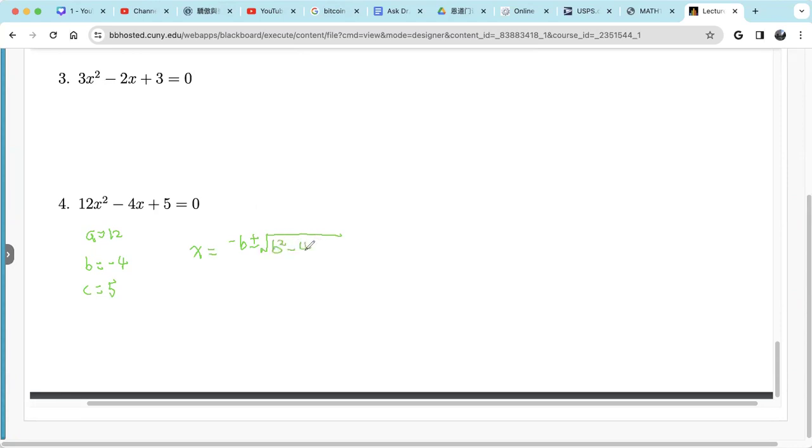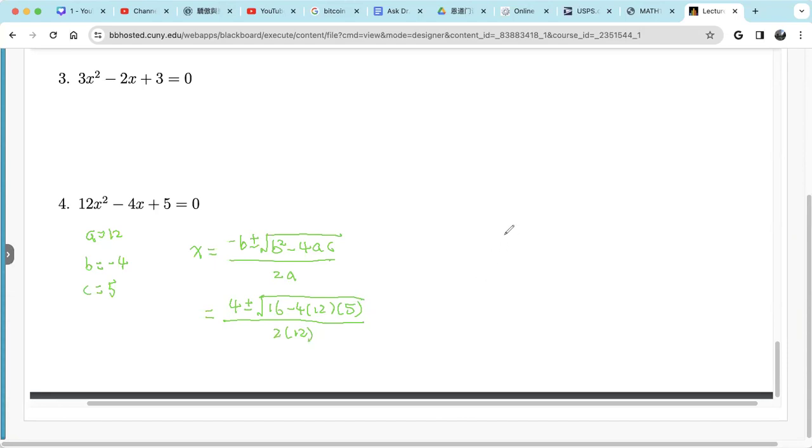B squared minus 4AC, divided by 2A. So we just plug in negative B, negative 4 becomes positive 4, plus minus the square root of negative 4 squared, 16, minus 4 times A, 12, times C, 5, all divided by 2 times 12.